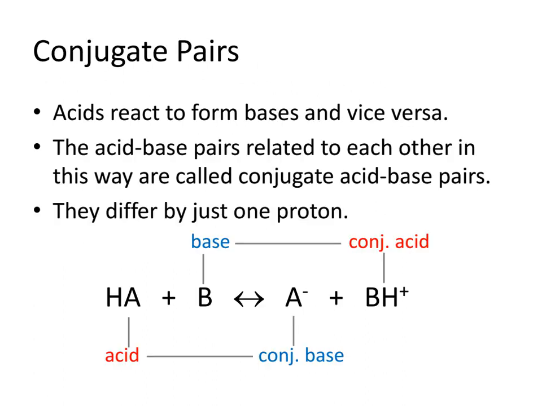Whenever an acid and a base react, they form what we call conjugate acids or bases. I like to call them, or think of them, more as complementary acids and bases. So the acid will form a conjugate base and the base will form a conjugate acid. That's basically a way of showing that the acid lost the hydrogen and became more basic, and the base gained a hydrogen and became more acidic.